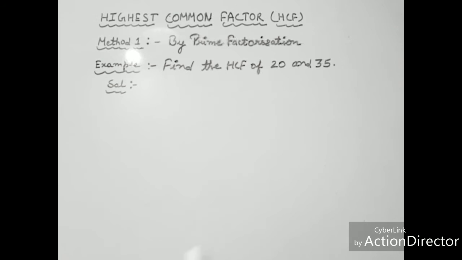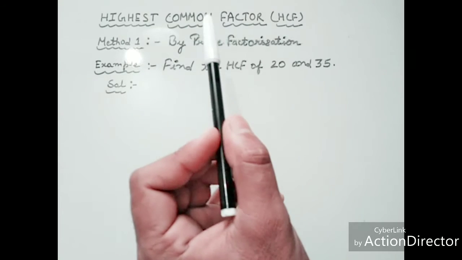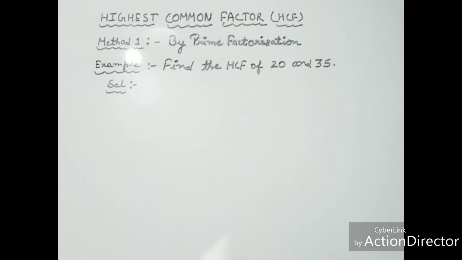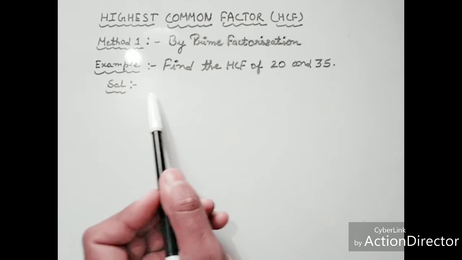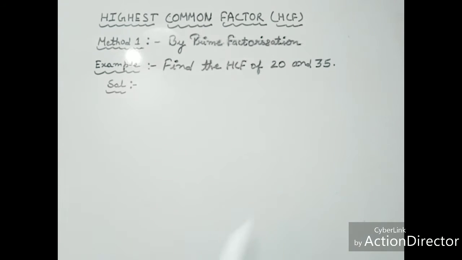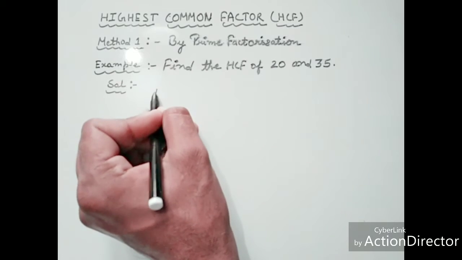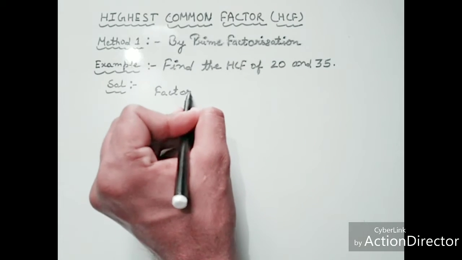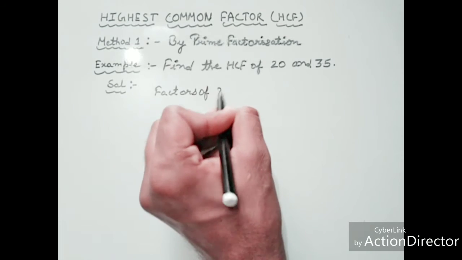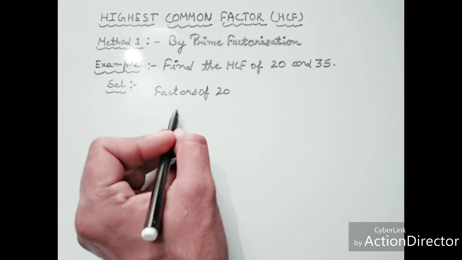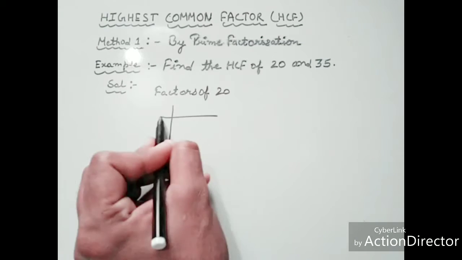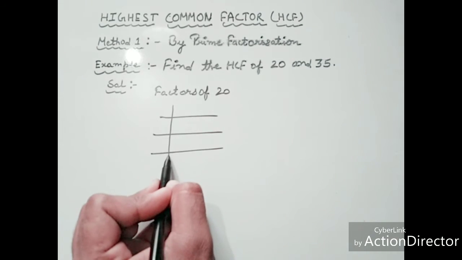Now students, here we will revise finding highest common factor by using prime factorization method. For example, find the HCF of 20 and 35. In this method we find the factors of 20 and then factors of 35. So first we find factors of 20, by using division method.